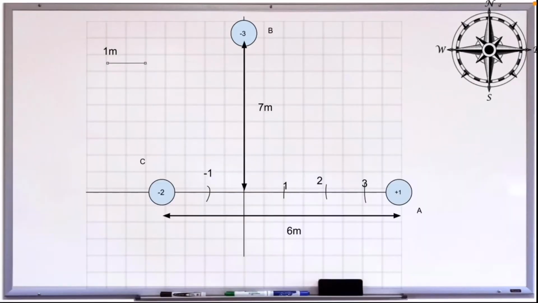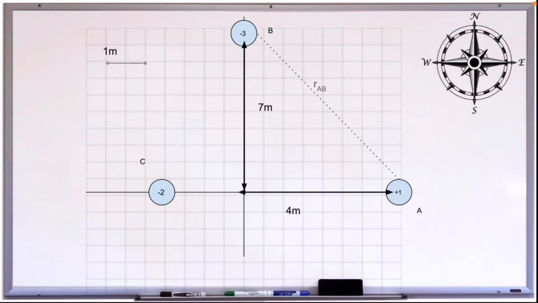Now, let's get the distances out of the way. To calculate the force between A and C, we'll need the distance, which is calculated as 6 meters. Now, to calculate the distance between A and B, we'll need to treat it as the hypotenuse of a triangle using the distance from A to the origin and B to the origin as the other sides. We can use the Pythagorean theorem in this virtual right triangle to find the distance is equal to 8.06 meters.